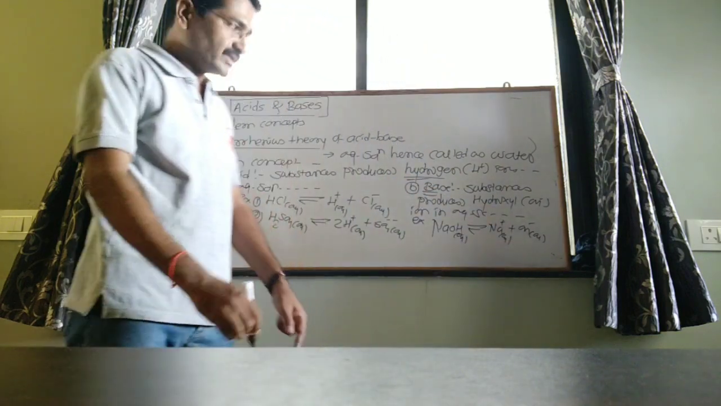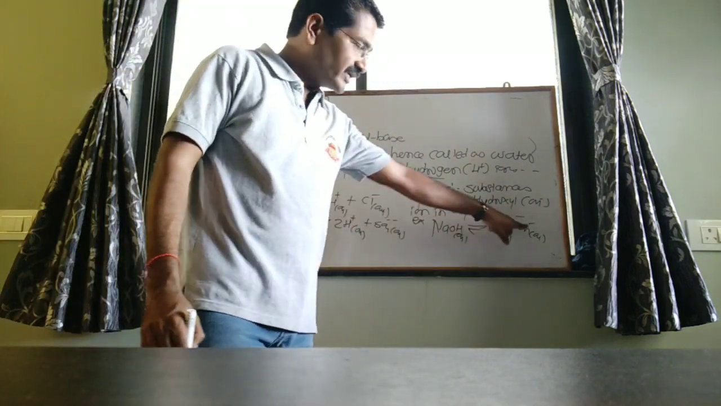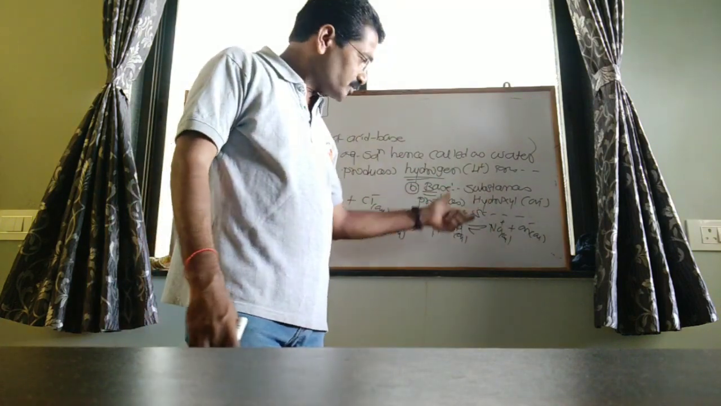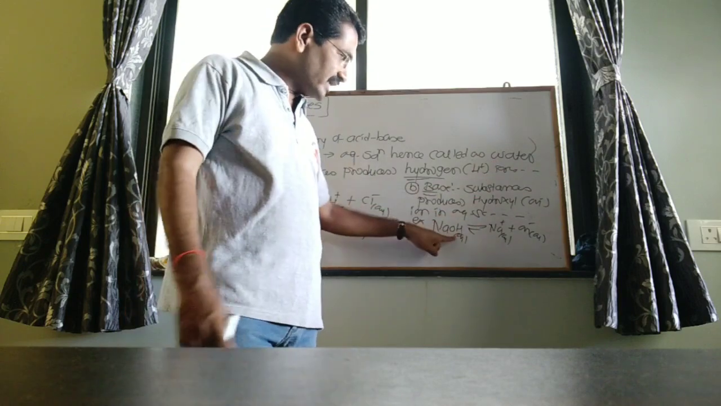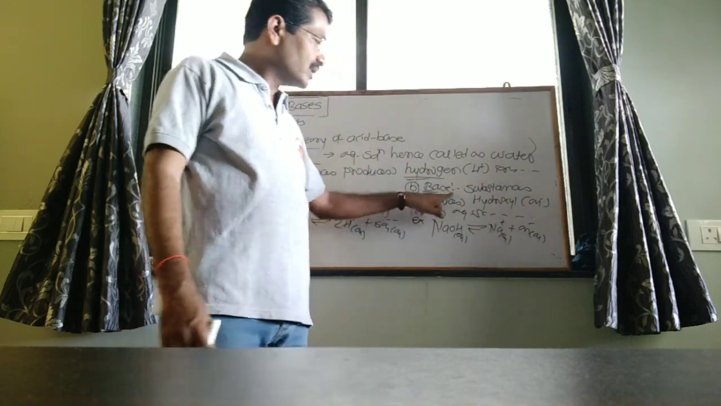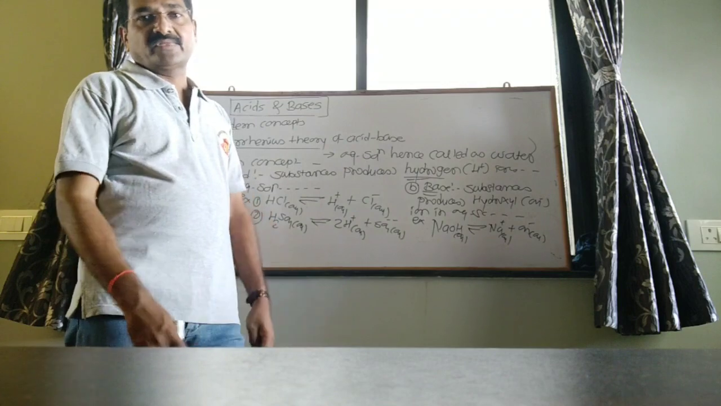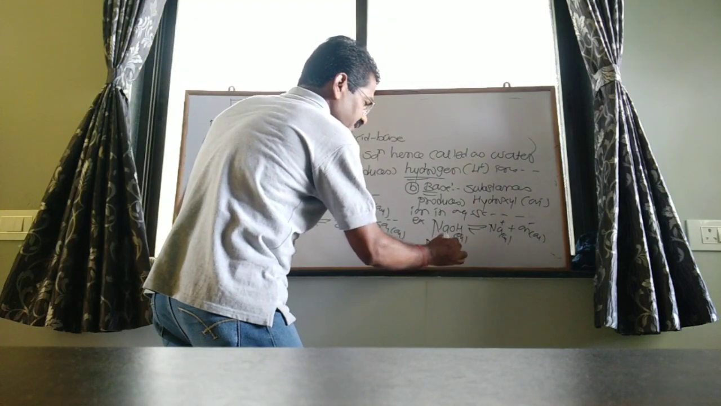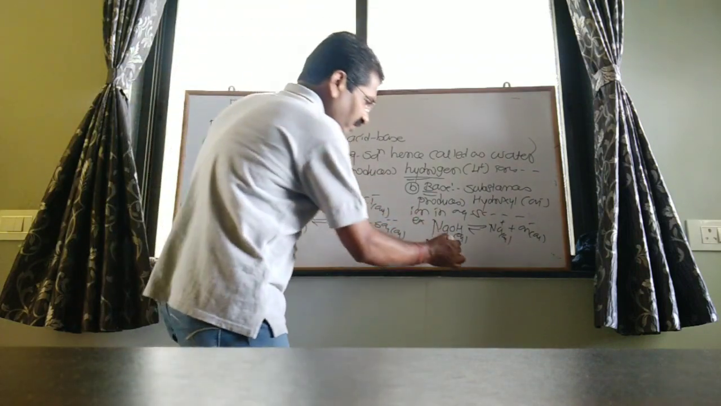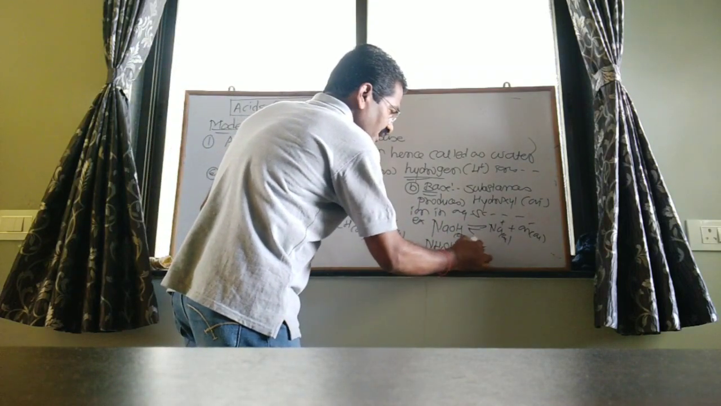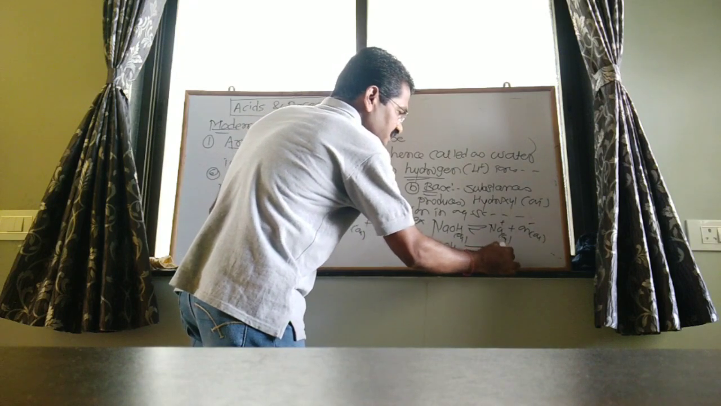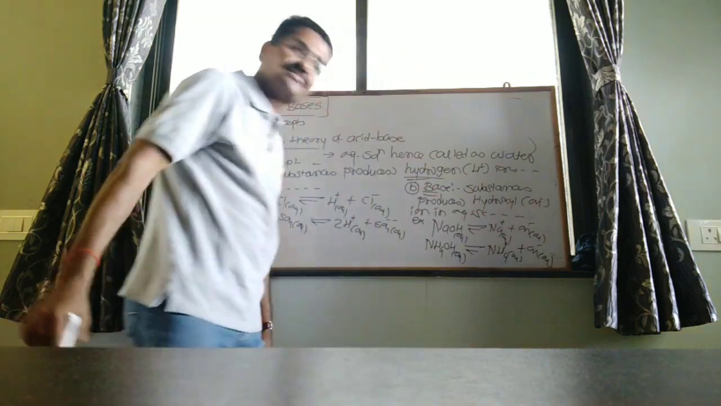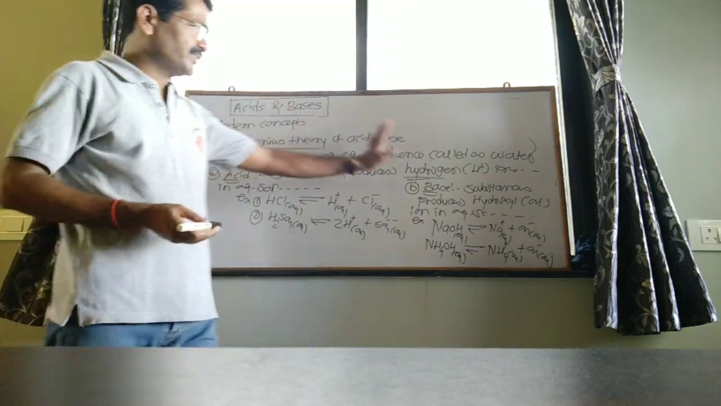What is the main criterion? Those substances which produce OH, hydroxyl ions, are called bases. This is proved when NaOH dissolves in aqueous solution and produces OH minus, therefore NaOH is a base. Another example, NH4OH, ammonium hydroxide, dissolves in aqueous solution and produces NH4 plus and OH minus ions. So this is the Arrhenius concept.